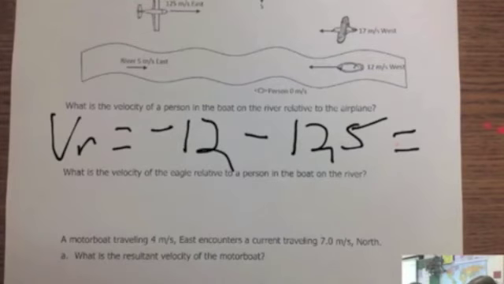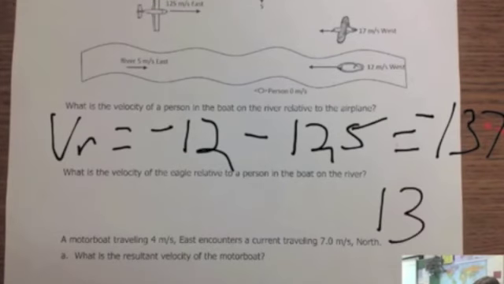That's all we do? Yes. So negative 12 minus 125 gives us negative 137. What do we do with that negative? It's the direction. So it's telling us we're going west. We said east was positive, west is going to be negative. So our answer is going to be 137 meters per second west.